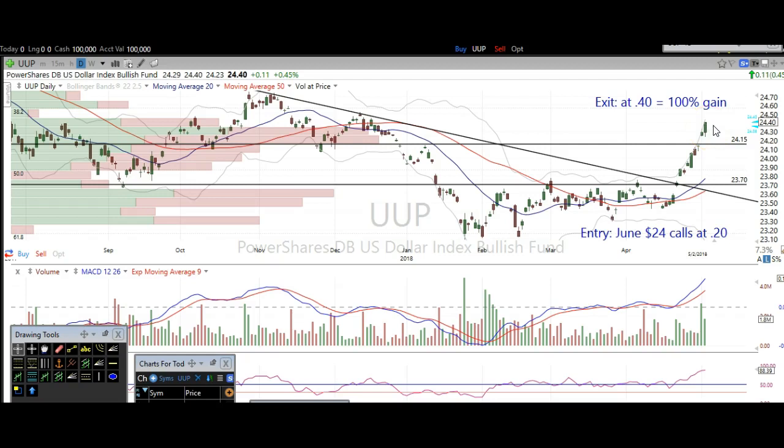We're not one of those services that are going for either the option is going to 0 or 1,000%. We stick to conservative gains here. Obviously, a 100% gain is not conservative.